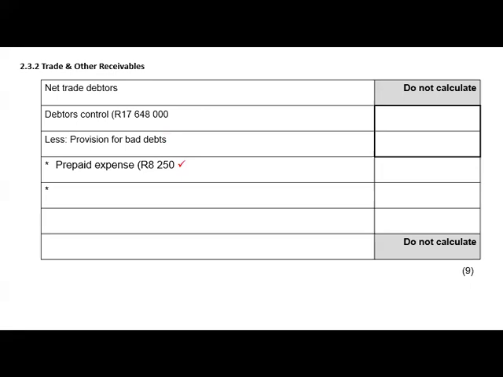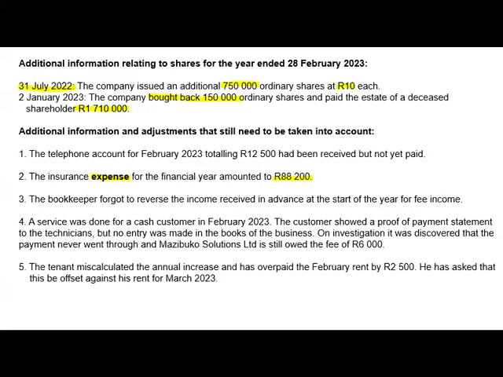Let us move on to the next one. What does it hold for us? It says that the bookkeeper forgot to reverse the income received in advance at the start of the year for fee income. We have sorted that one out, guys. Quickly, we dealt with it nicely. We're done with it, right? And adjustment 4, it says that a service was done for a cash customer in February.